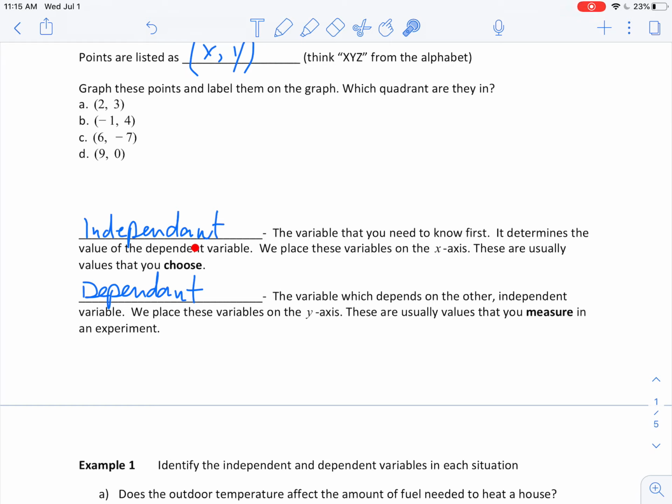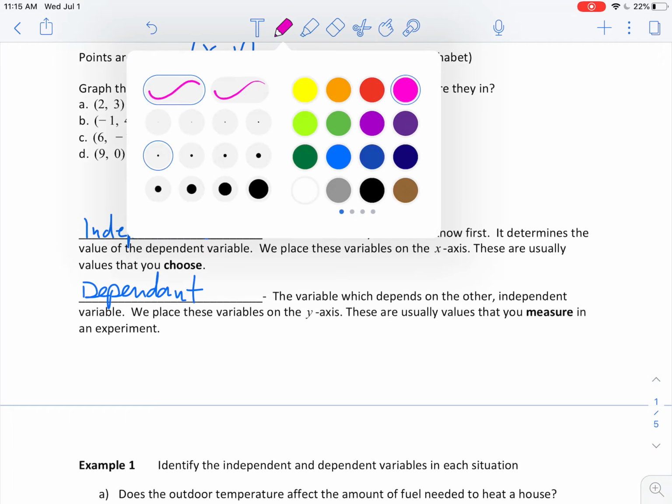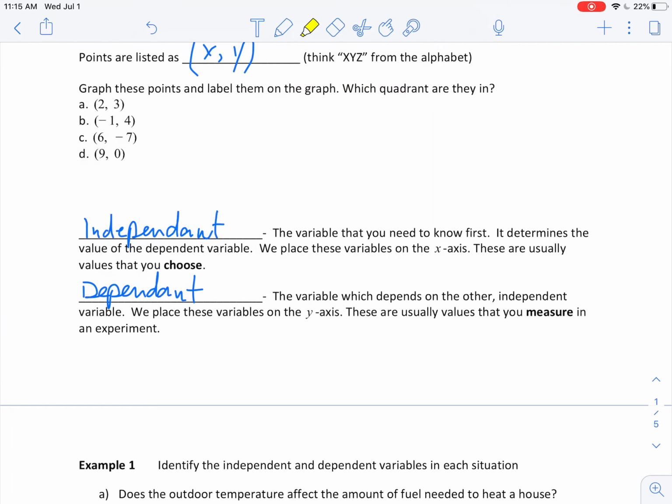The independent variable is the variable that you need to know first. It determines the value of the dependent variable. We place these variables on the x-axis. Along the x-axis. These are usually values that you choose. So along the x-axis would be something like time or distance.